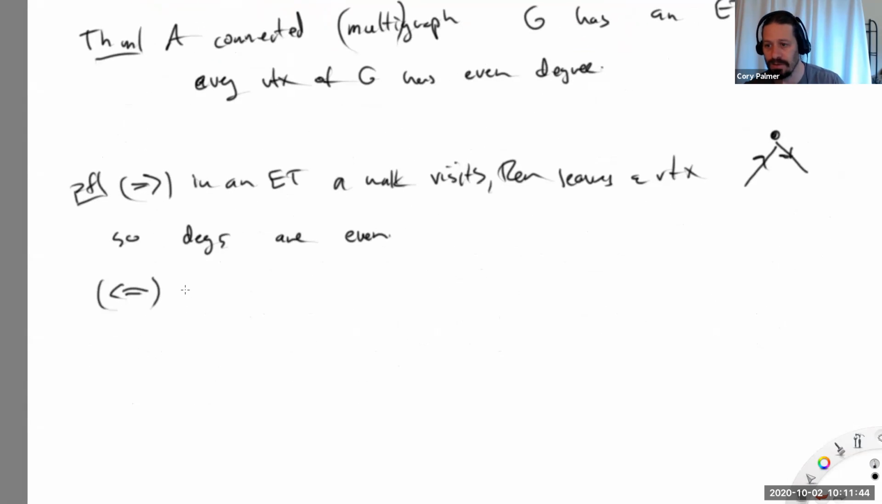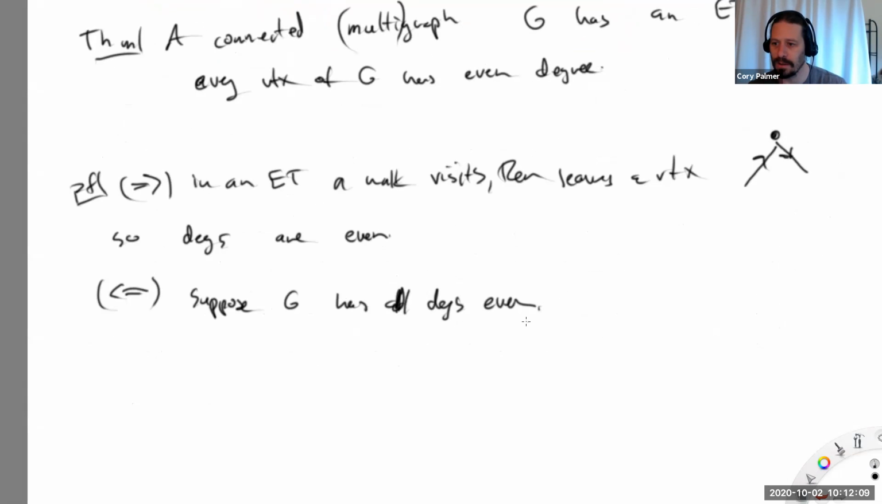Suppose all degrees are even. How do we actually confirm that we do have one of these nice closed walks that use every edge? Okay, so suppose G has all degrees even, and we want to find an Euler tour. It's connected as well, right? That was part of the assumption there.